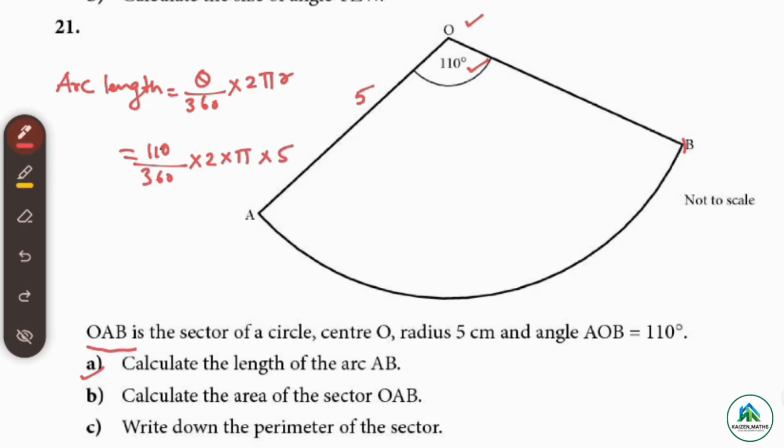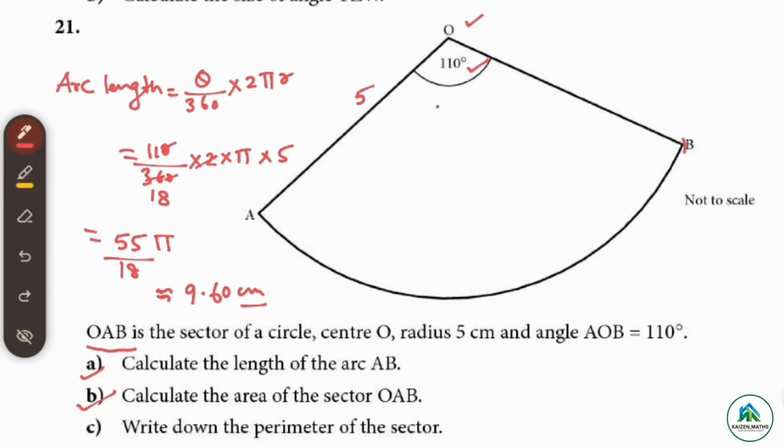Okay. So now this 0 will cancel and this will be 2 and this is 18, right? So what we can write here? We can write here 55 pi over 18. Right? This is going to be approx 9.60 centimeter. Okay. Now calculate the area of the sector OAB.